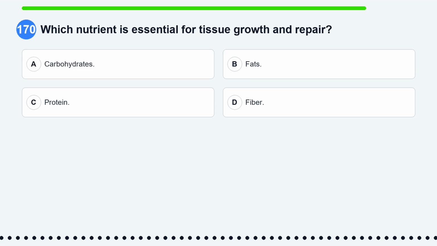Question 170. Which nutrient is essential for tissue growth and repair? Option A, carbohydrates.